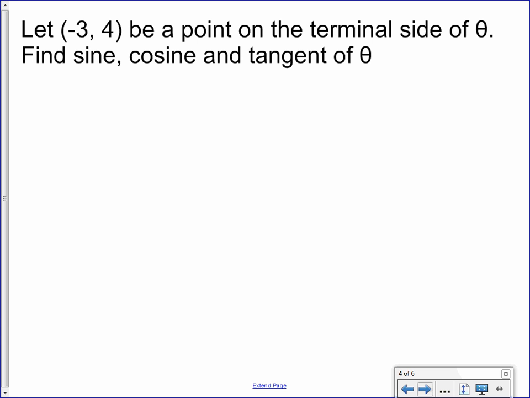Negative 3, 4 is a point on the terminal side of an angle theta. I want the sine, cosine, and tangent of this angle. So first of all, we should probably do what? Draw a picture. Here is our coordinate plane. The coordinate negative 3, 4 is right here in the second quadrant. So we have this angle. Here's our angle theta.